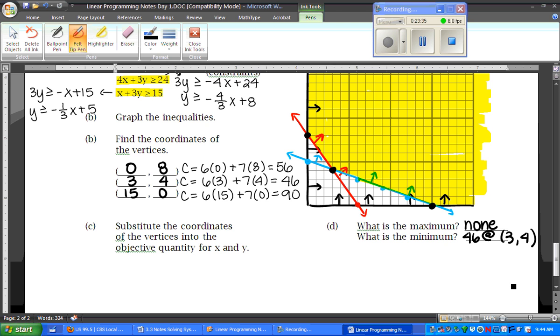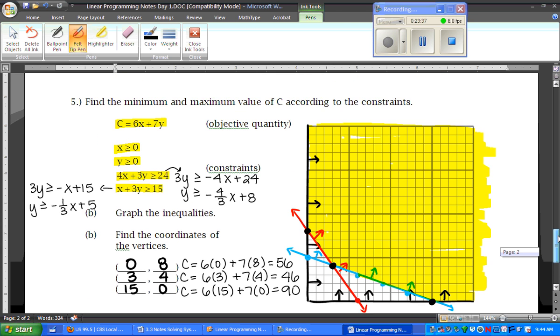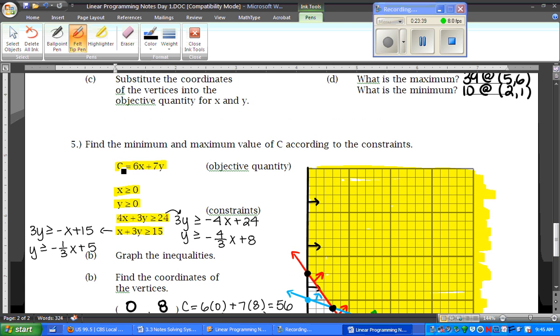Now, just so you know, the problems that you'll do tonight in your homework, your objective quantity isn't actually going to say C equals or P equals. We'll come back to that on Monday. Your book uses the notation f of x comma y equals, and it gives you the equation. Don't be intimidated by that. It means the same thing. You just have to plug in your coordinates and get a value.